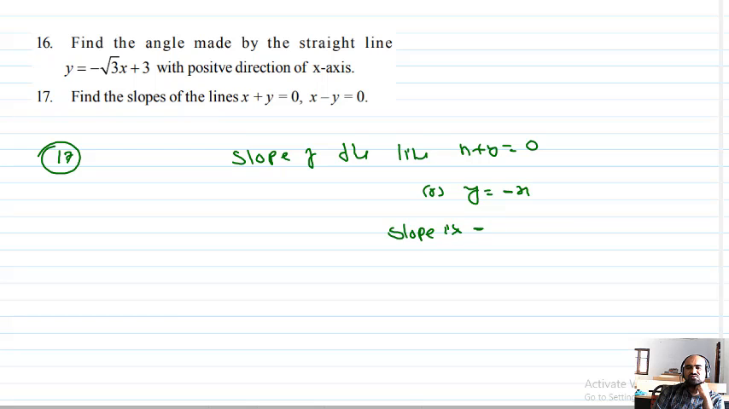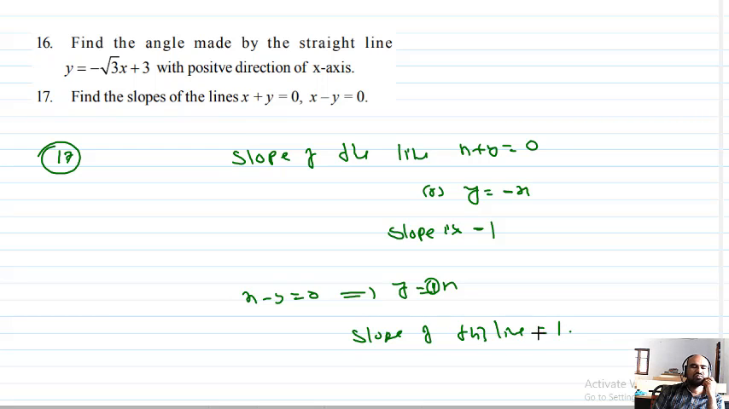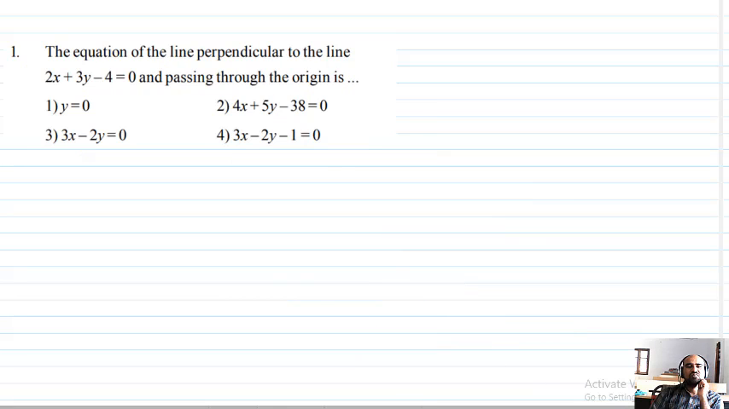Slope is minus 1. Okay, second equation. X minus y equal 0 means I can write y equal to x only. X coefficient 1, y equal to mx form, slope is equal to 1. Slope of this line equal to 1. Okay. Slope of this line is minus 1, slope of this line is plus 1.